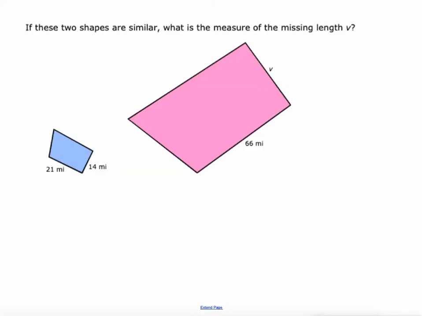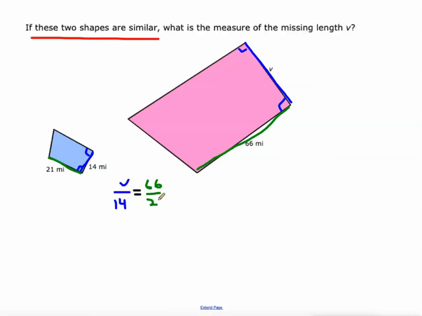One more. Couple similar shapes. We're told they are similar. These two shapes are similar. So that means we can set up a proportion. We can say V is to, and the tough part here is identifying which side it's similar to. I see a right angle here and a right angle here, right angle here, right angle here. So I know that it corresponds to that side. So I'm going to say V is to 14 as 66 is to 21.